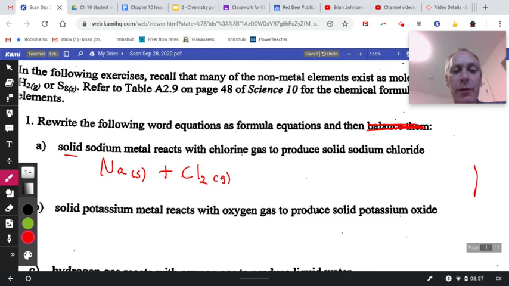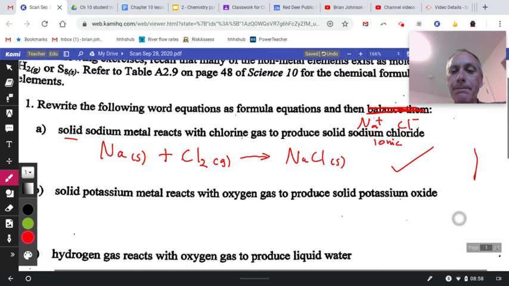Okay, sodium metal reacts with chlorine gas to produce, there's our arrow, solid sodium chloride. So this is an ionic compound, so we need to figure it out. Na is a plus, Cl is a minus, as a cation and an anion. So the crossover method gives us NaCl, and it says it's a solid. How easy was that?